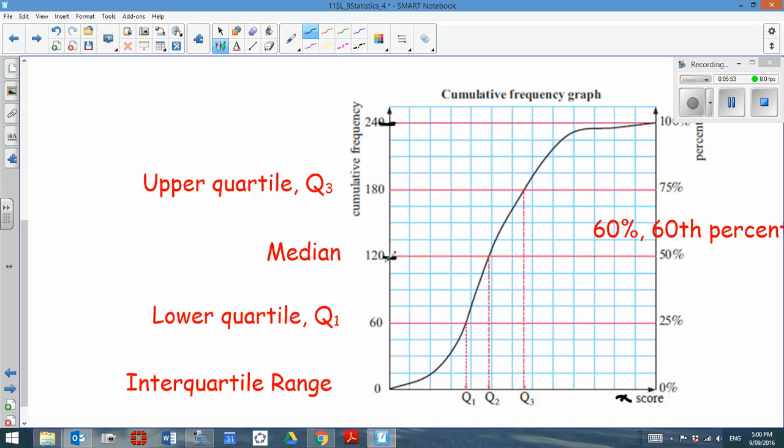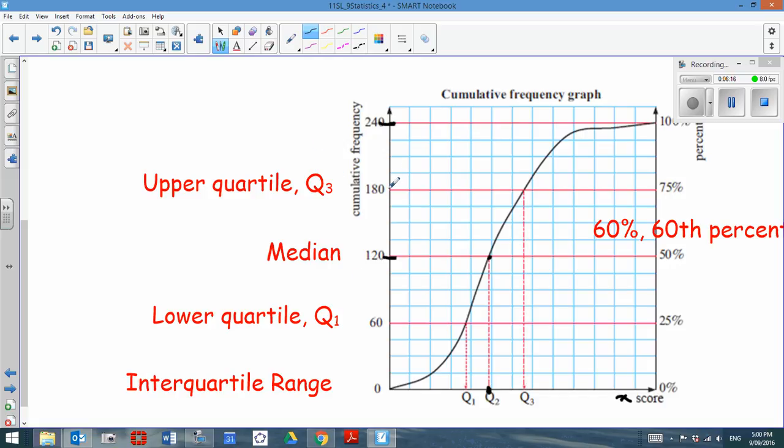However, we wouldn't write down 120. We would want to write down whatever the score is that corresponds to the 120th position. Because again, if you lined up all 240 scores, you would want the 120th score, right? So we're looking down on the x-axis when we write down our answers. Same thing with the lower quartile and the upper quartile. There's our 25th percentile and our 75th percentile.